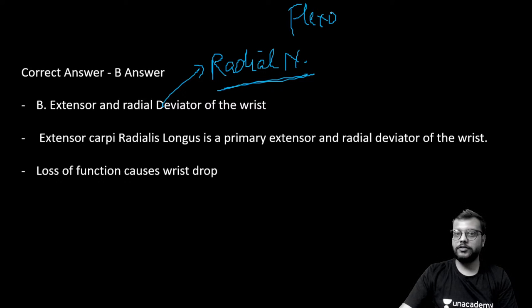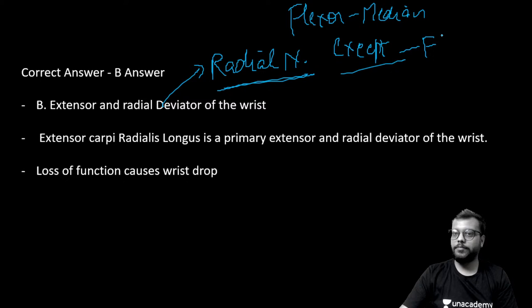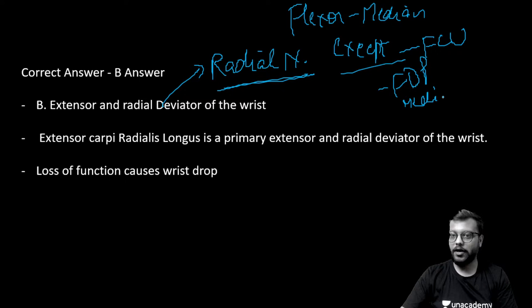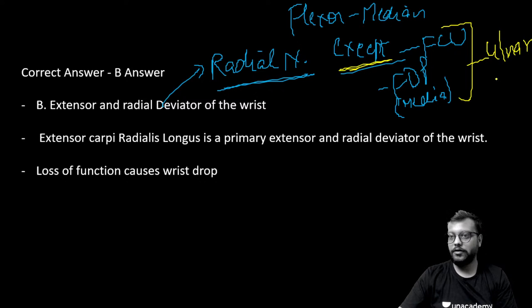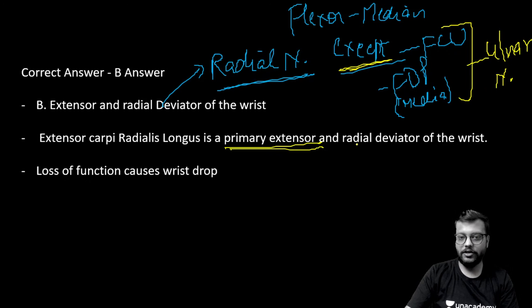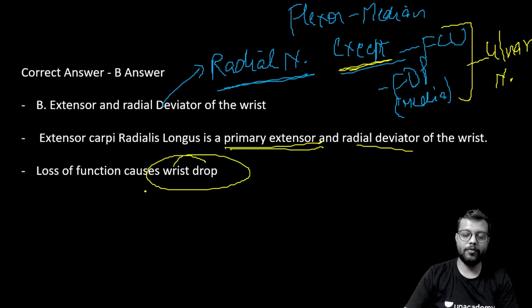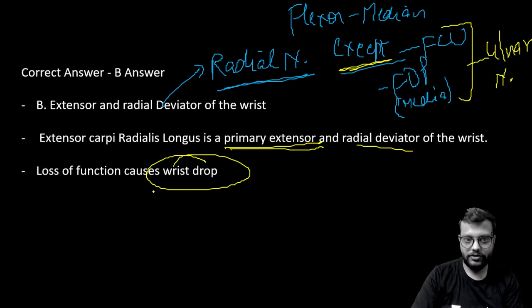The flexor compartment is by the median nerve, except two, which are flexor carpi ulnaris and the medial part of flexor digitorum profundus, and both of these are supplied by the ulnar nerve. Okay, so remember this, it is the primary extensor and the radial deviator, and it will cause wrist drop if there is loss of function of this muscle.